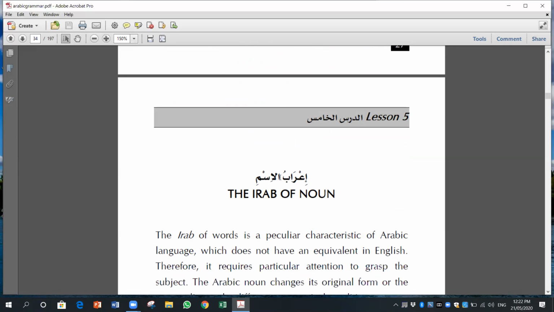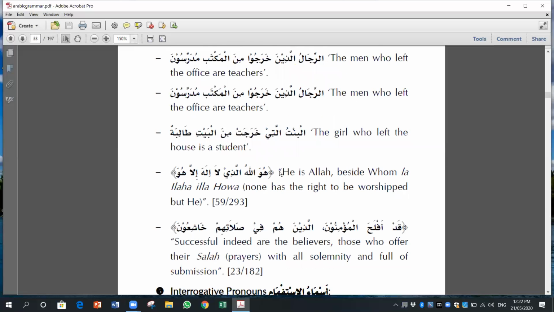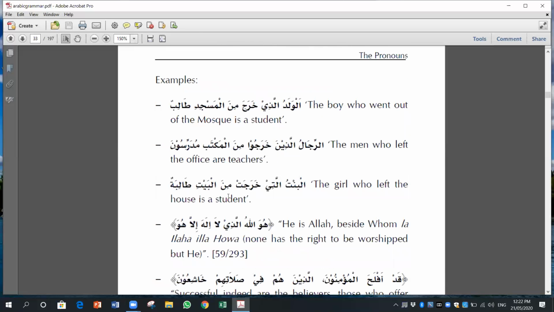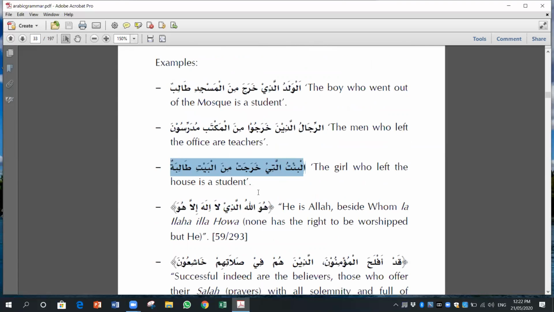I have a question, sister. When we did our third example, the girl who left the house is a student, I wanted to know why is it baiti and not bait? I will tell you later. Let me see if this is due to min. Min is a harf jar.